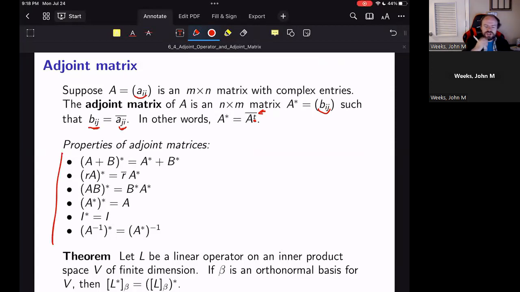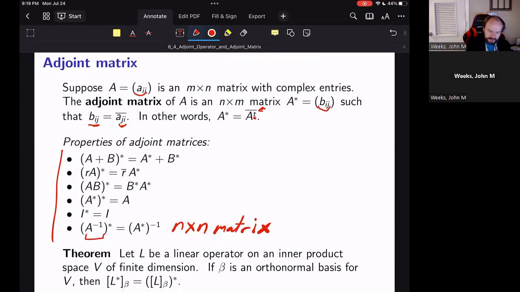Adjoint matrices share many of the same neat little things that adjoint operators do. In particular, when we're looking at an adjoint matrix that is an n by n matrix, we can start asking about its inverse. And if we do this, then the adjoint of the inverse is the inverse of the adjoint. Another neat little thing, finding a connection between how these two ways of altering matrices work.